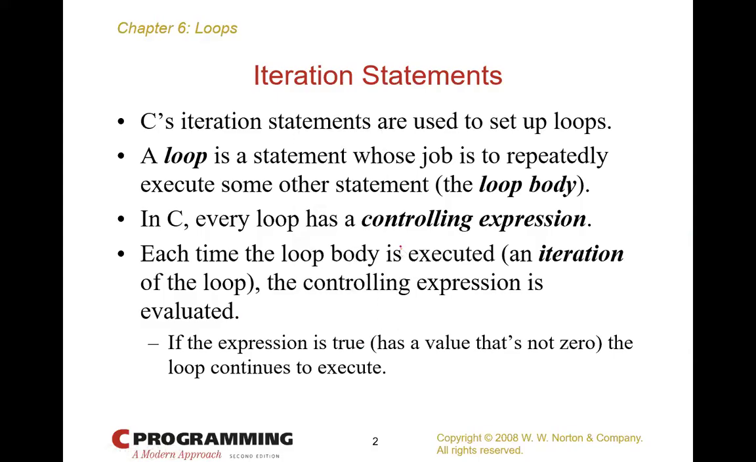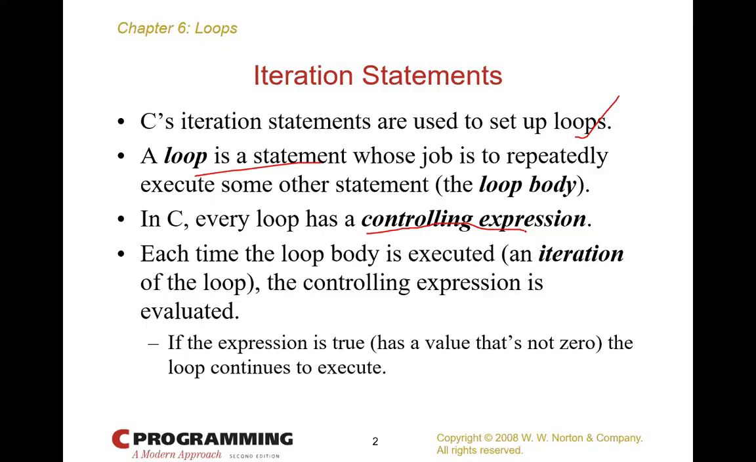Iteration statements are used to set up loops. A loop is a statement whose job is to repeatedly execute some other statement. So a loop statement helps us to execute another set of statements several times. In C, every loop has a controlling expression, and the controlling expression determines when we will stop the loop, or even if we will start the loop.